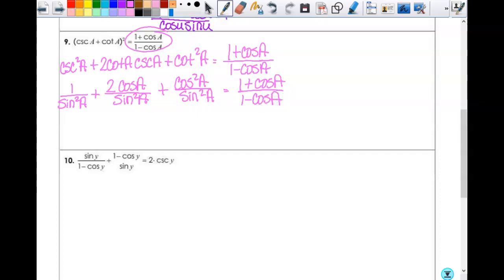Okay, so I have 3 fractions, but the good news is I already have a common denominator, right? It just kind of happened for me. So my denominator is sine squared A. Do you see how the numerator is going to become a quadratic? So we're going to write it in the order that we write quadratics, which is with the squared term first. So cosine squared A plus 2 cosine A plus 1. And that's going to equal 1 plus cosine A over 1 minus cosine A.